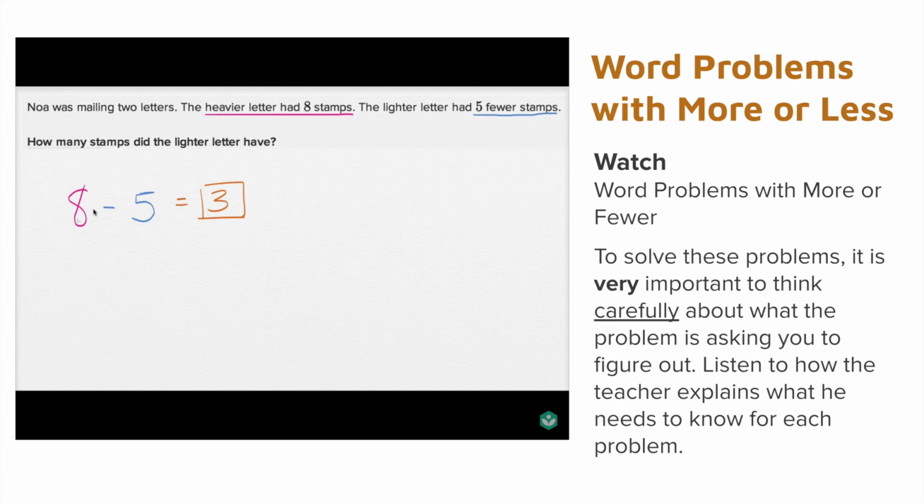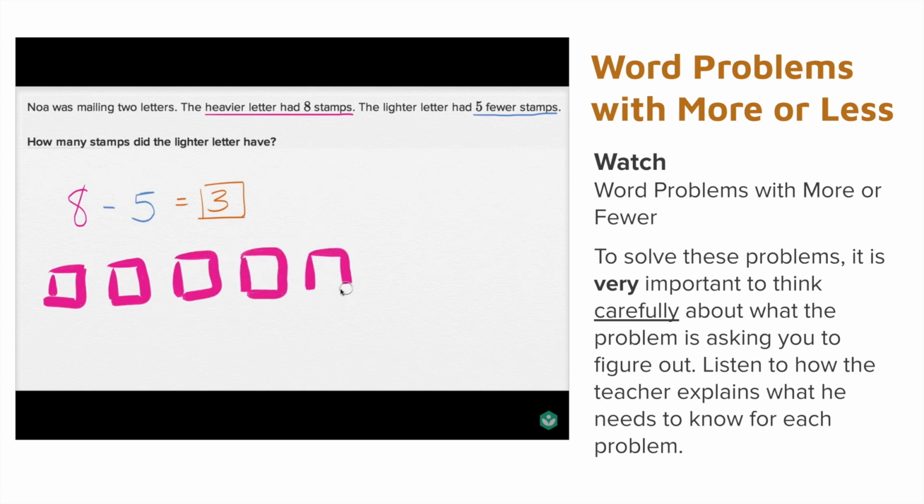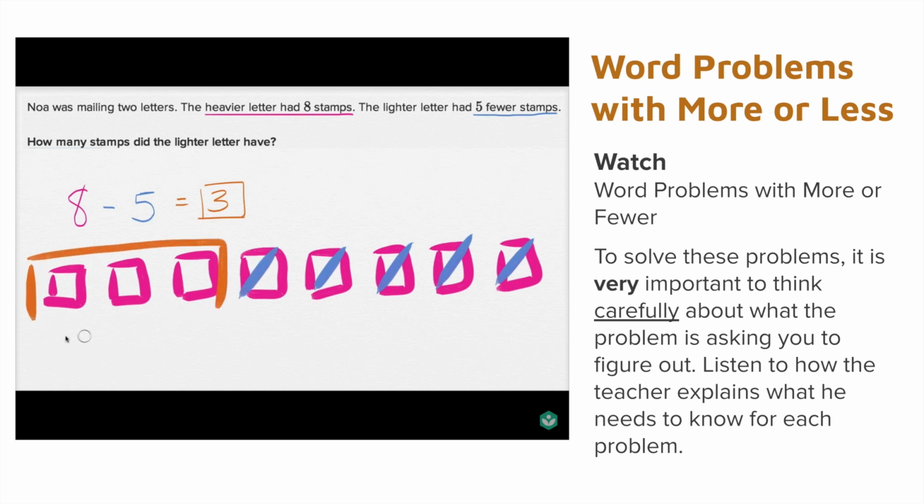Now, another way you could have thought about it, the heavier letter had 8 stamps. Let's draw 8 stamps. So 1, 2, 3, 4, 5, 6, 7, and 8. That's how much the heavier letter had. The lighter letter had 5 fewer stamps. So let's take away 1, 2, 3, 4, 5. And what are you going to be left with? Well, you're going to be left with these 3 stamps right over here. This is how many stamps the lighter letter had.